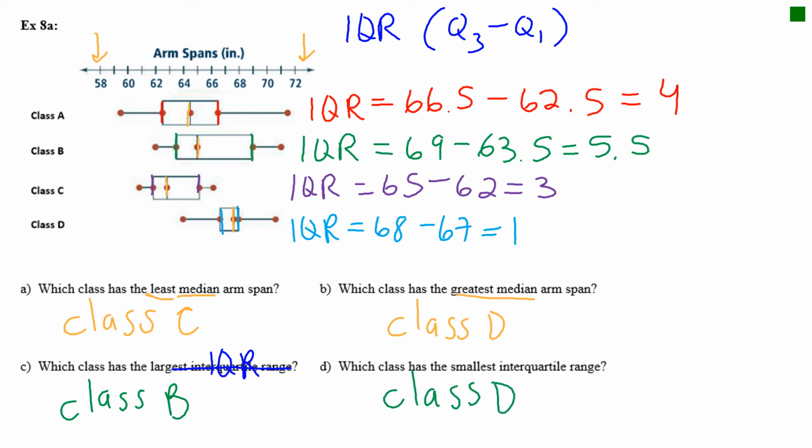Hopefully by now you notice that there's a pattern here. The wider the box is, the bigger the interquartile range. The smaller the box, the smaller the interquartile range. And that's because when you're taking numbers that are far apart, their difference is going to be pretty big. But if you take the difference between numbers that are pretty close together, it makes sense that it's going to be a little bit smaller.